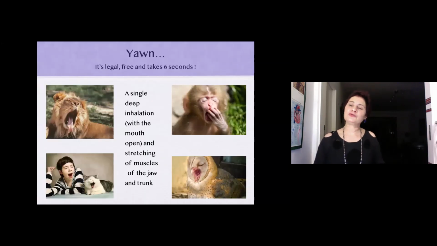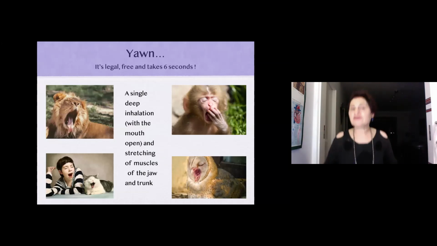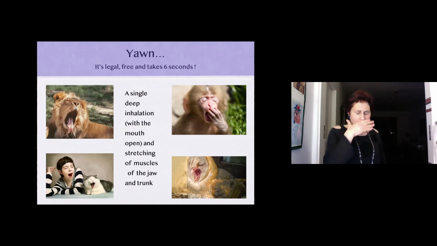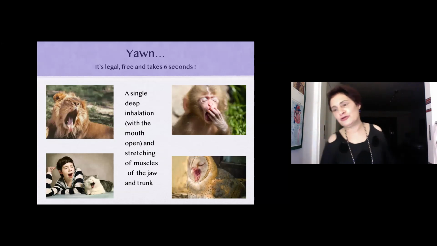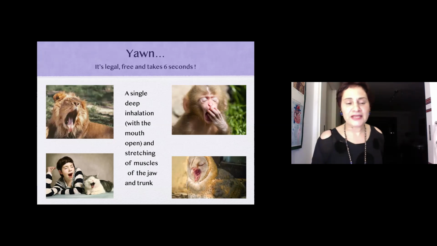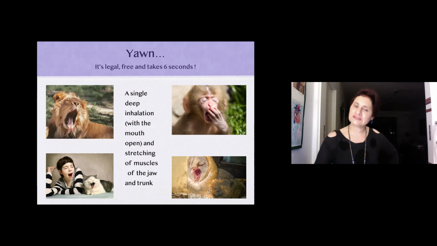Okay, so let's do one last time. Yawn. It's legal, it's free, and takes only 6 seconds. Please try to yawn at least 2 or 3 times. So take a moment. Try to stretch, and as you can see, not only human beings yawn, it's very contagious in many, many animals as well. So I give you the time to yawn in a single deep inhalation with the mouth open.